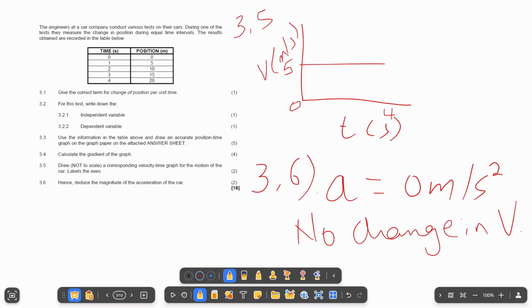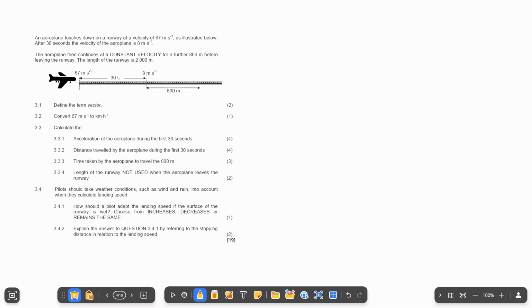It is question 3 from a different paper. In this question, we are given an aeroplane which touches on a runway at a velocity of 67 meters per second, as shown. After 30 seconds, the velocity of the aeroplane is now 8 meters per second. The aeroplane then continues at constant velocity. That keyword again, constant velocity.